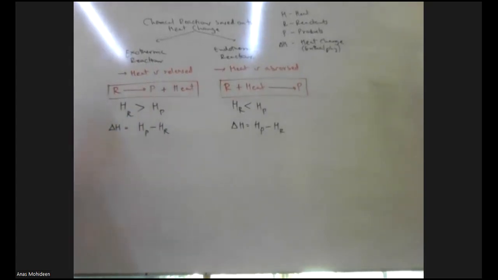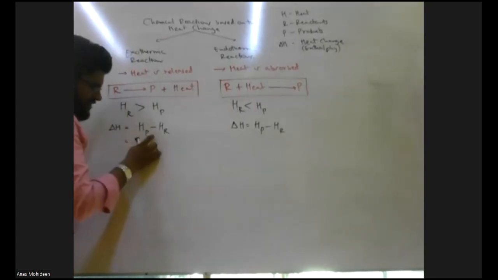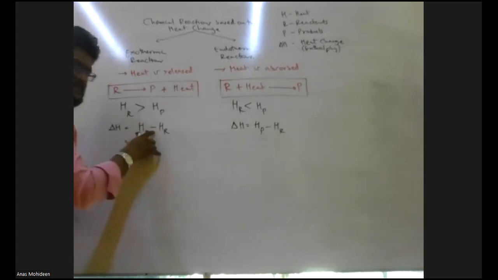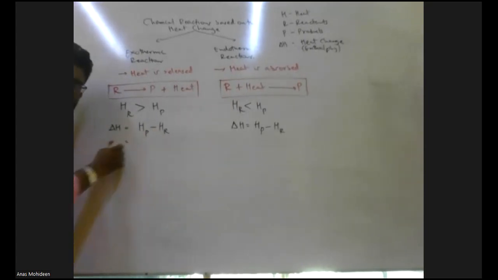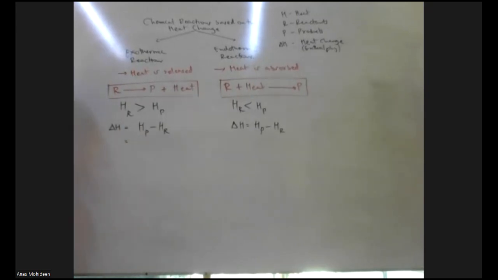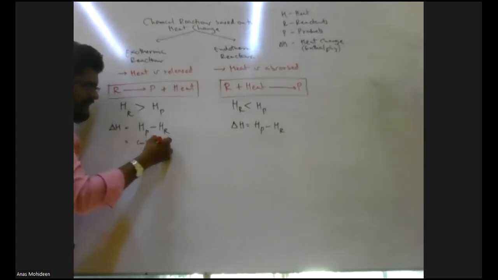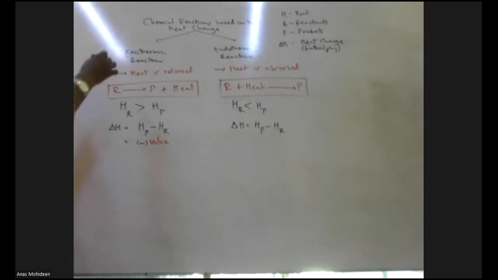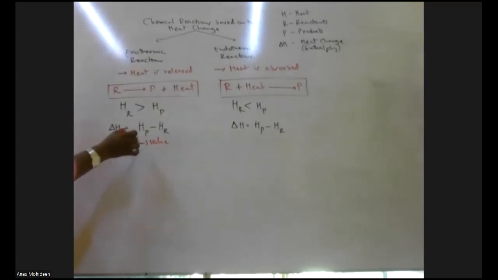But can you see here? In this case, product is a plus value, reactant is also a plus value. But in the exothermic equation, product is plus, reactant is minus, and the reactant is more. So it's something like plus 5 minus 8. How much should the answer be? Minus 3. That means the answer should be a negative value. Got it? So exothermic reactions give a negative value. The heat change of exothermic reactions is negative.